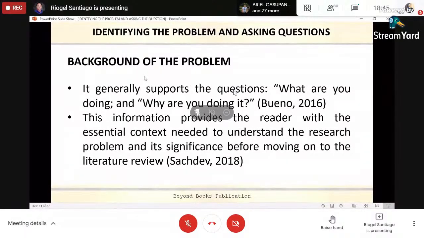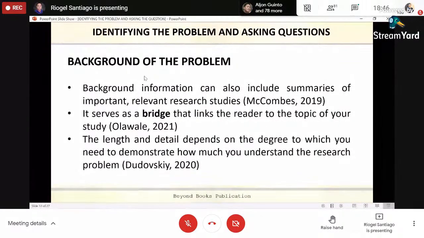So, going back, dito pa lang sa introduction or background of the problem, at least makita na, mabasa na, at maintindihan na ng mga readers, especially ng mga teachers, kung bakit kailangan gawin tong research na to. Anong significance nito kapag naging successful o kapag ginawa itong research na ito. And at the same time, anong connection nito sa nakaraan? That is what we call the history part, di ba? Now, background information can also include summaries of important, relevant research studies.